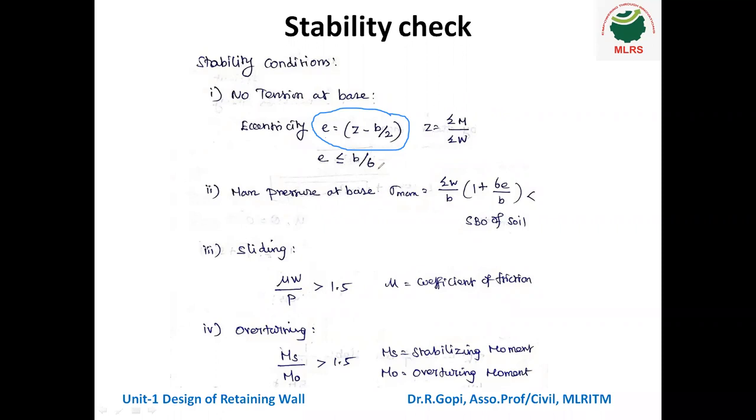What do you mean by B? B is nothing but the base slab width. Just now we saw the base slab width, 0.52 to 0.6 h. So it should be less than the B by 6 value.